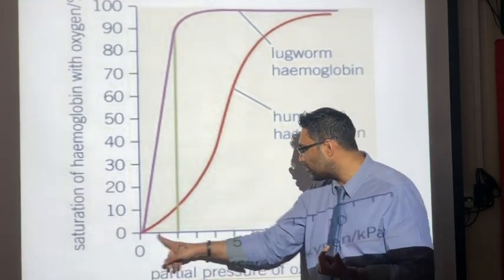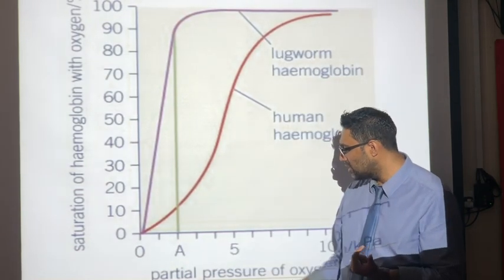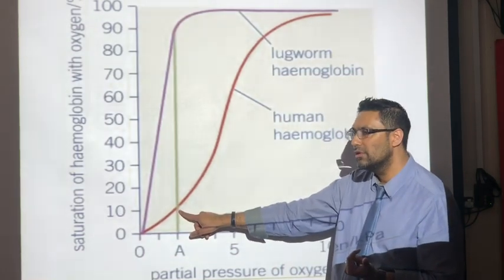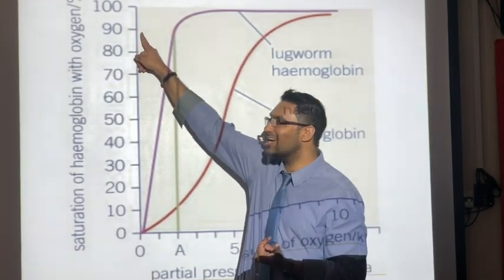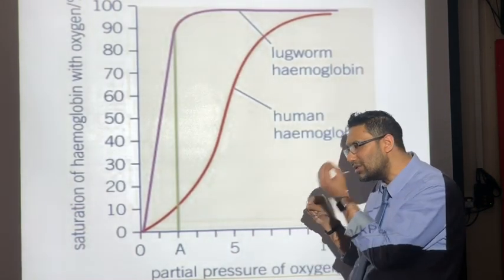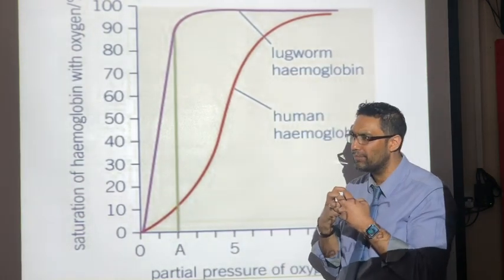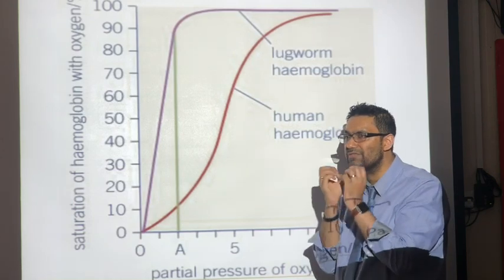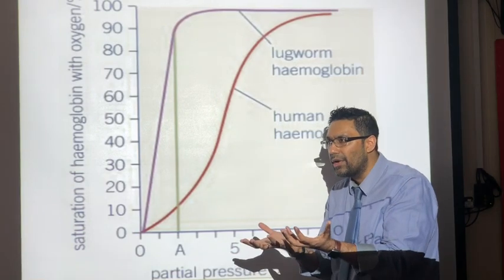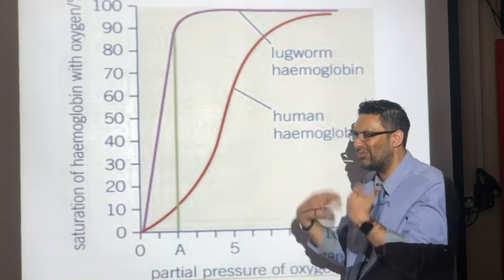Look, for humans, if you read this line, that's 2. So at 2 kilopascals of the partial pressure of oxygen, humans have 10% saturation. But look at this for the lugworm: 90% saturation. That means there's so little oxygen that the lugworm grabs onto it and holds onto it. So it can take oxygen when it's very low, which it is under the sand, where it hasn't got much oxygen about. And remember, they've got moist skin, so they can absorb oxygen from their surroundings. They don't have lungs like us.